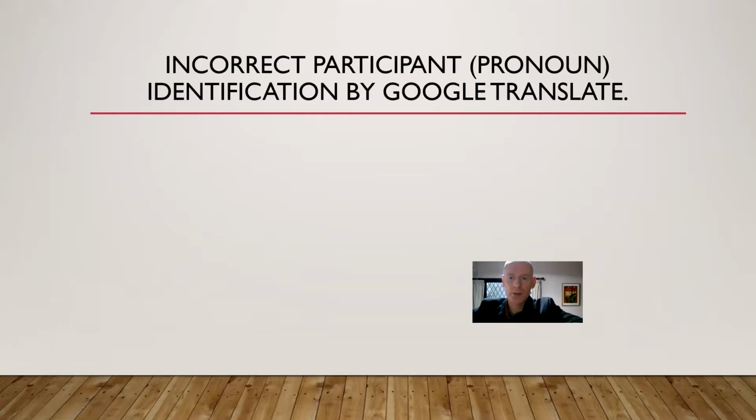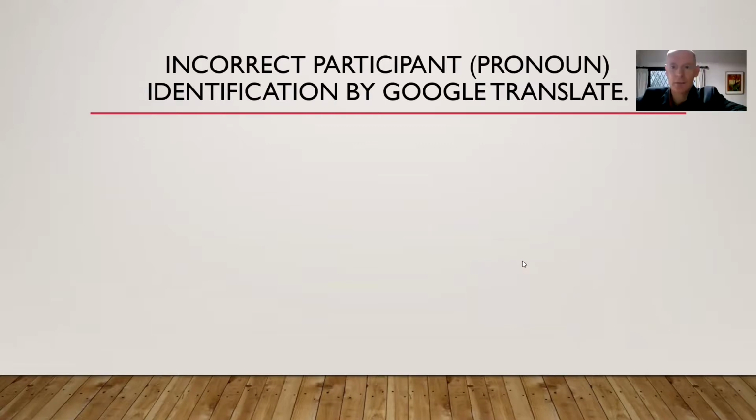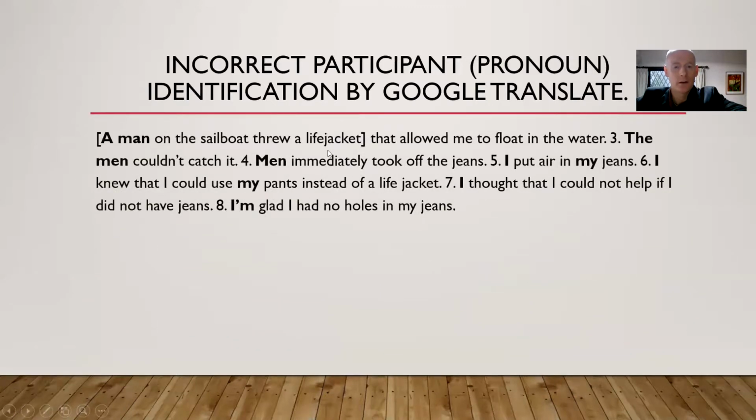So I just want to show you something that became apparent in my own study, as I mentioned before, which is incorrect participant identification. This was a story about somebody who was drowning, and they took off their trousers and inflated them and tied knots in the bottom of each trouser leg. So quite an interesting story. But as you can see, the protagonist is identified as "I" here, and "I'm glad", and "men", when it should be "the man". So I thought this was quite a good example of how Google Translate can't really seem to understand who the protagonist of a story is.